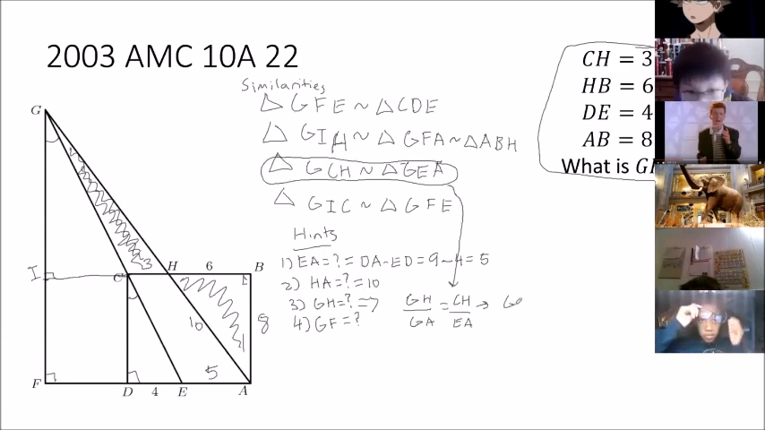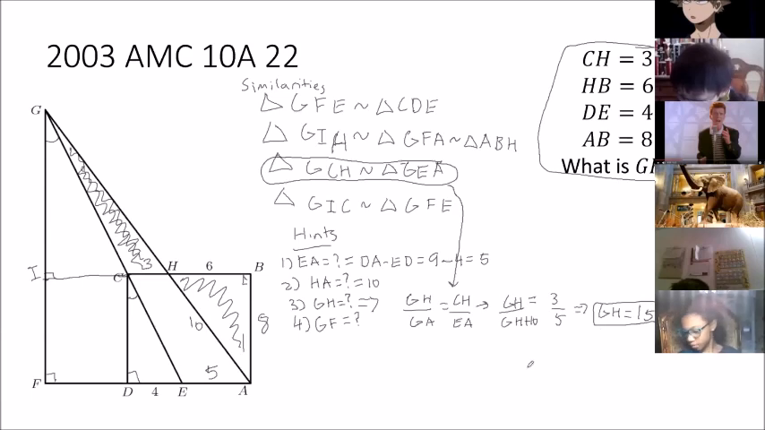That tells us that GH over GH plus 10 is equal to 3 over 5. So when you want to find out what GH actually is, you have 15. Okay, so now we have GH is 15.